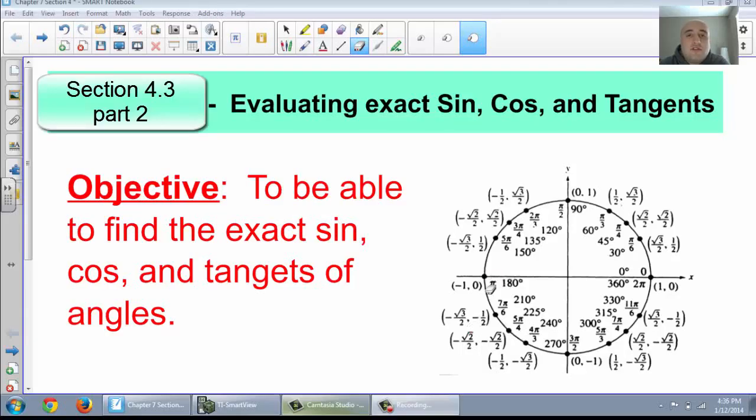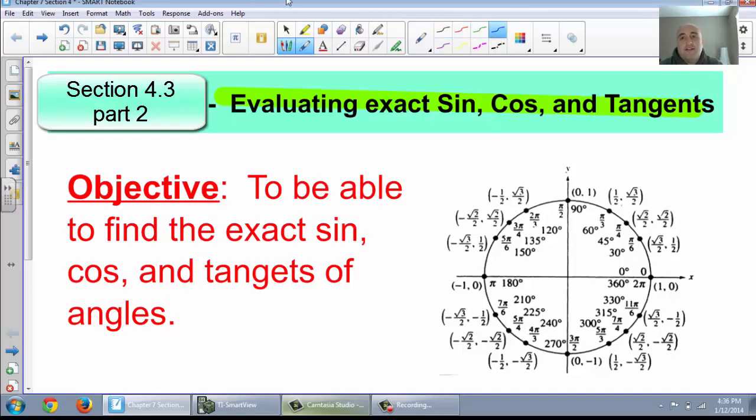All right, welcome back to Chapter 7. This is Section 7.4, evaluating exact. Okay, so the key word here is exact sine, cosine, and tangents of angles.